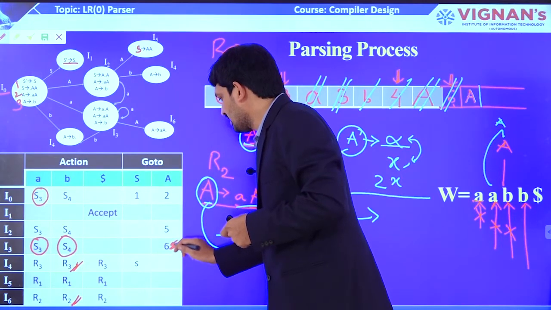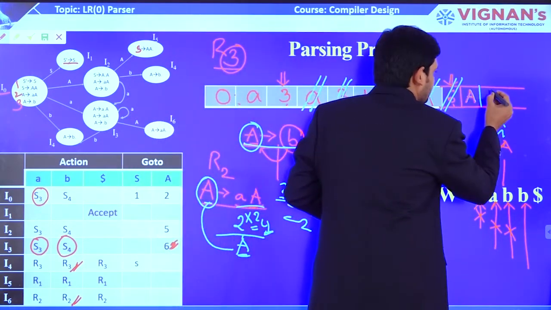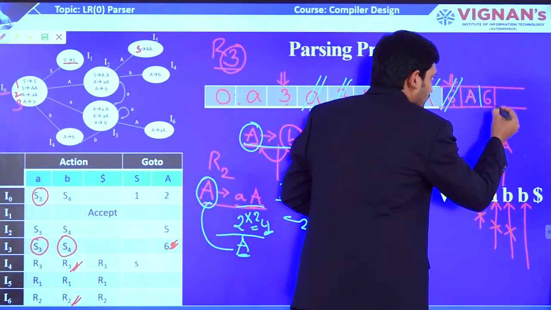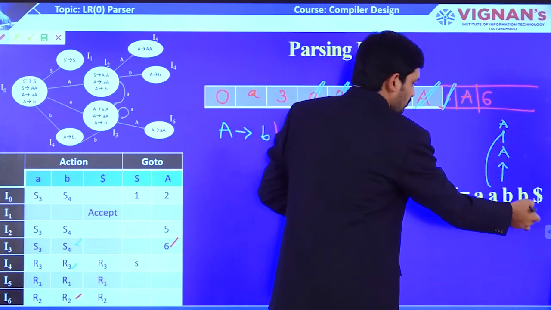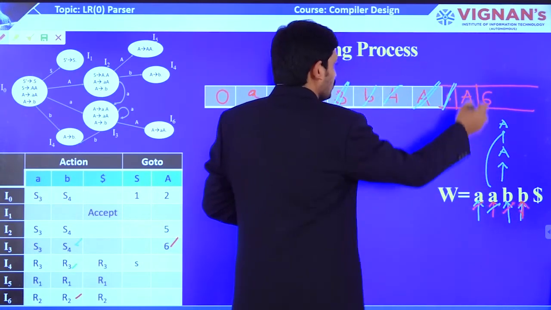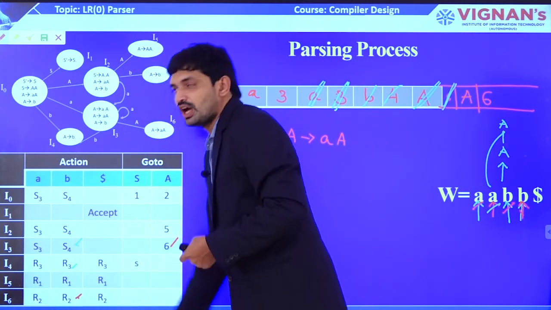3 on A is again 6. So, push 6 onto the stack. Fine. Then the input pointer is B only. So, what is 6 on B? You can find 6 on B is R2.